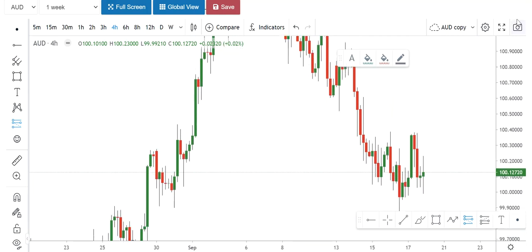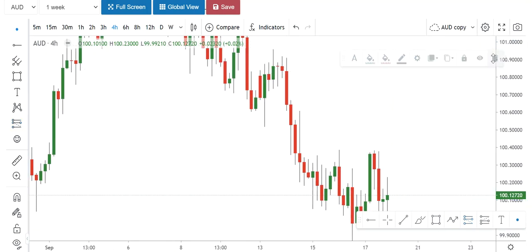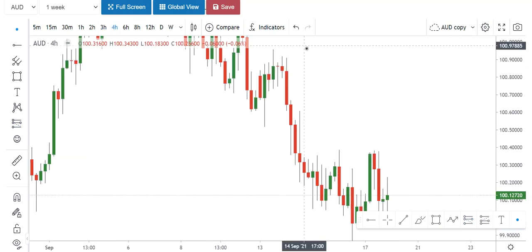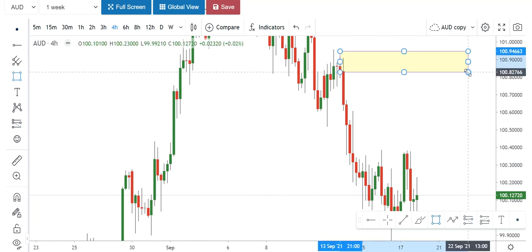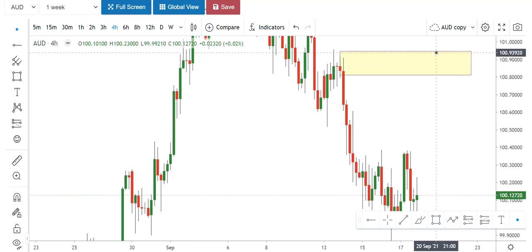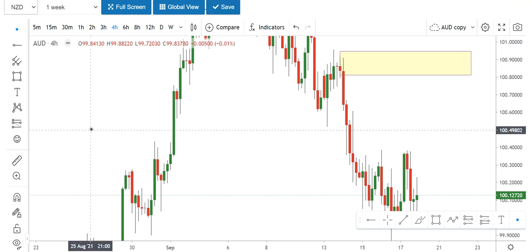But let's see what the 6 hour is saying. Now the 6 hour is saying exactly the same thing. Sorry about that. But let's see what the 4 hour is saying. Now on the 4 hour, we expect that price will come to this supply zone before rejecting on this supply zone. Now if the supply zone does not hold, then we'll break to the upside, but I expect that the supply zone will definitely hold. Now let us check the last pair for today, which is NZD.